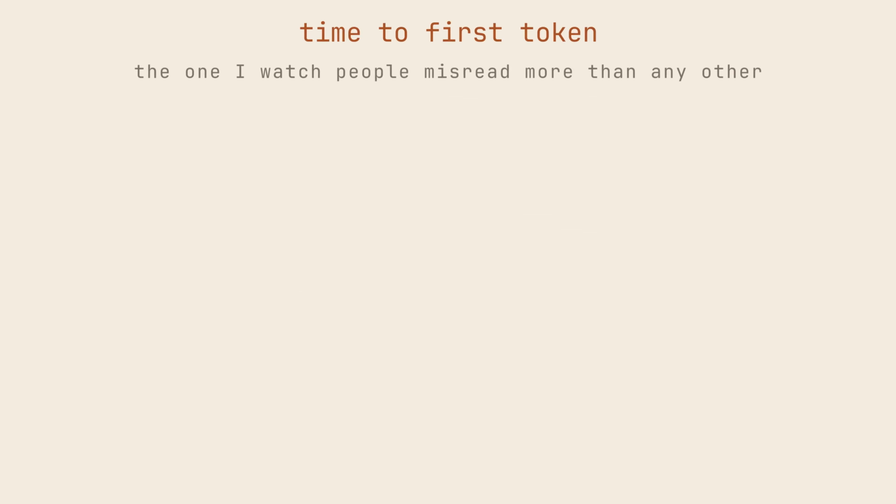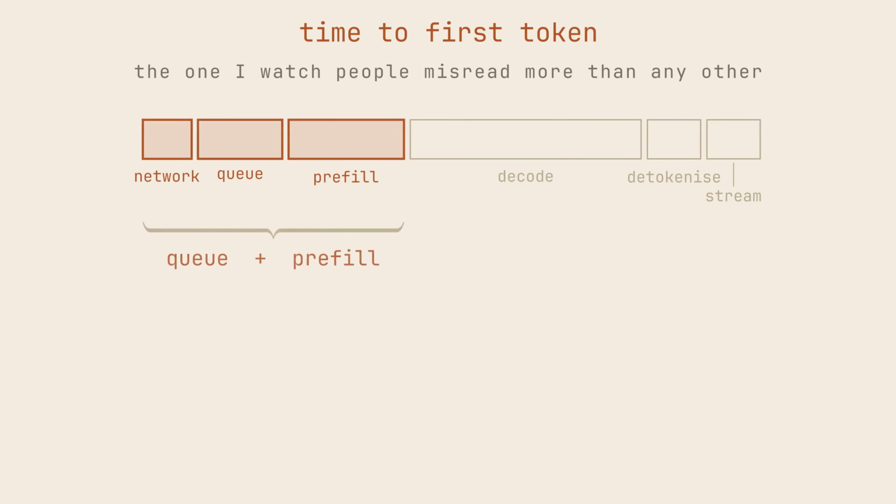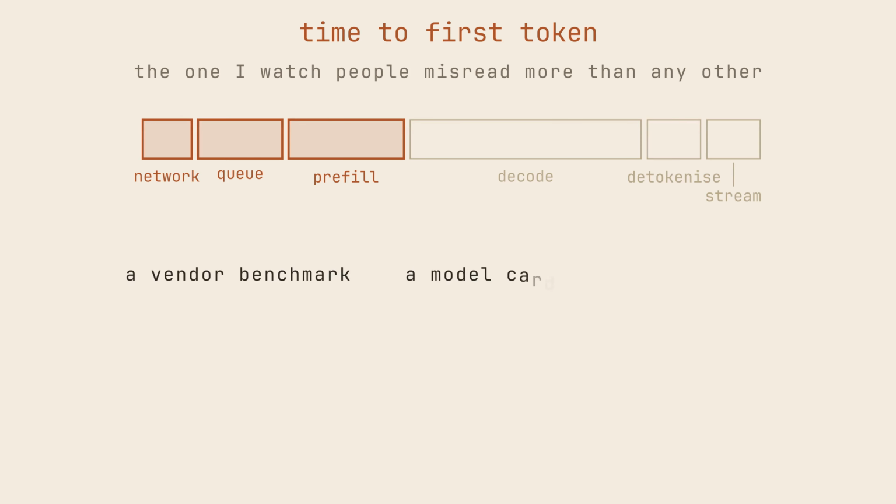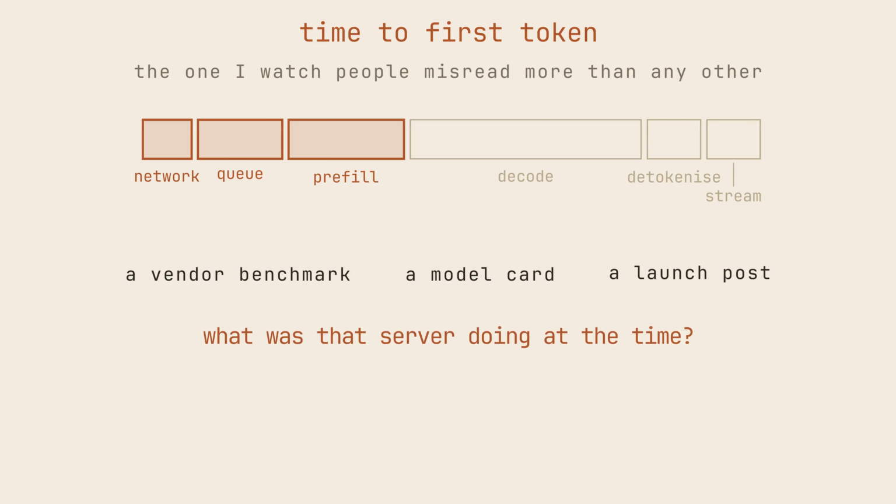Now, the metric I watch people misread more than any other, and that's time to first token. Episode 1 told you it's Q plus prefill, and that's still true. So what I want to add isn't the definition, it's what happens the moment you compare your number against somebody else's. Because where do the ones you read actually come from? A vendor benchmark, a model card, a launch post? And what was that server doing while they measured? Almost certainly nothing else at all.